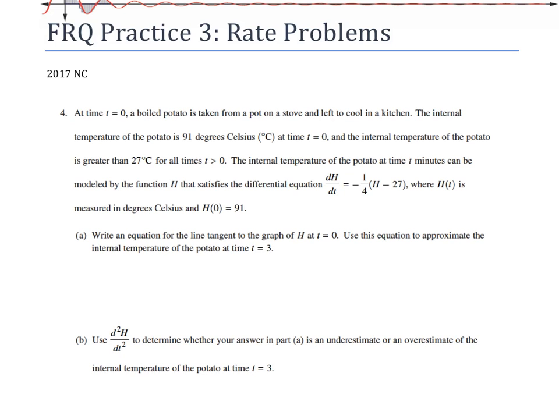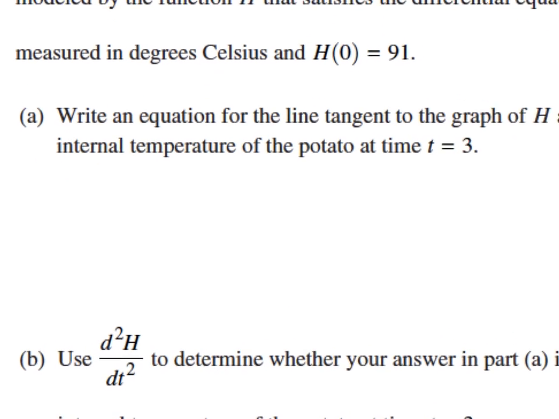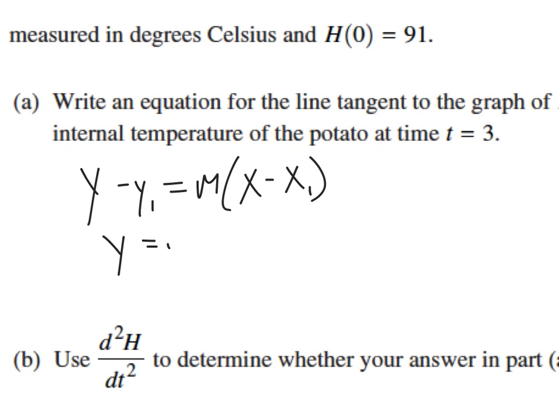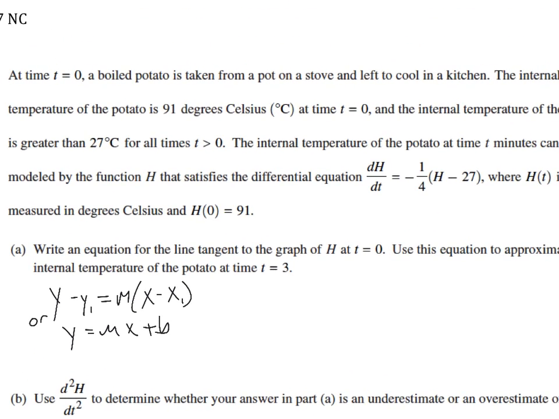So right away we're thinking equation of a line, and so we should be thinking of point slope form. y minus y1 equals m times x minus x1, or you can use y equals mx plus b. In this case, y equals mx plus b would work just fine because we're told t equals 0, right? That's the y-intercept. And so that tells us that b is 91. That's great. So might as well do that, but we need the slope.